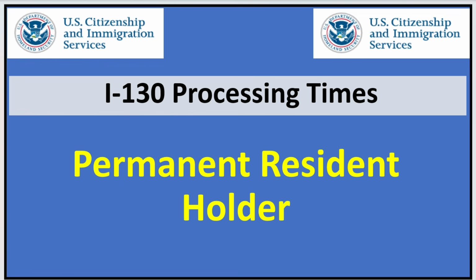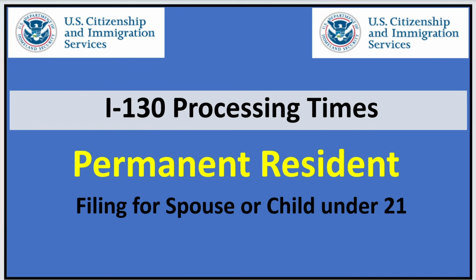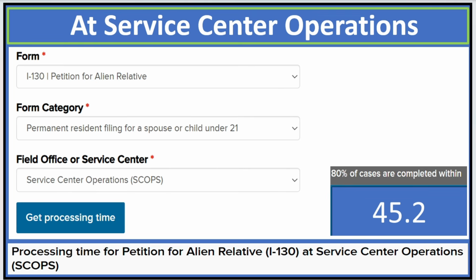Now let's switch to permanent resident. This time, permanent resident filing for spouse or child under 21. So the processing time went up now to 45.2 for a permanent resident filing for a spouse or child under 21. It went up from 37 to 45. So it's a lot.